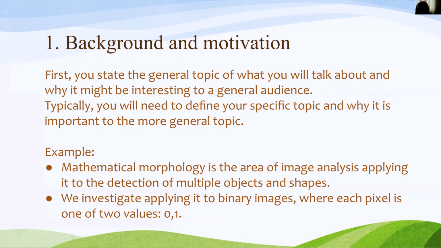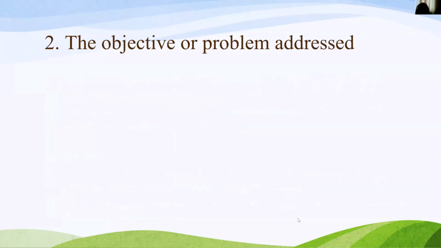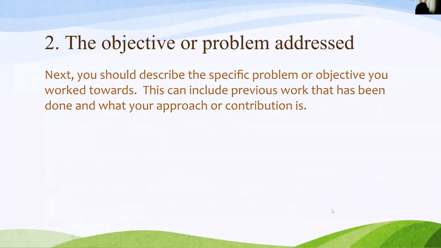Yeah, and if you remember the title, we specify quantum circuit, morphological operation on binary image. So the part about quantum is morphological operation and binary image. We need to remark on this topic in our abstract because that is the combination, the remarkable part in our project. The next one here, step number 2, the objective or problem addressed.